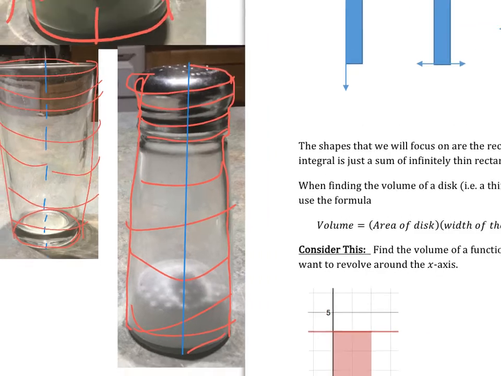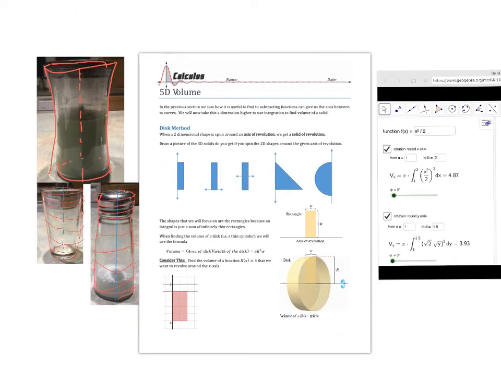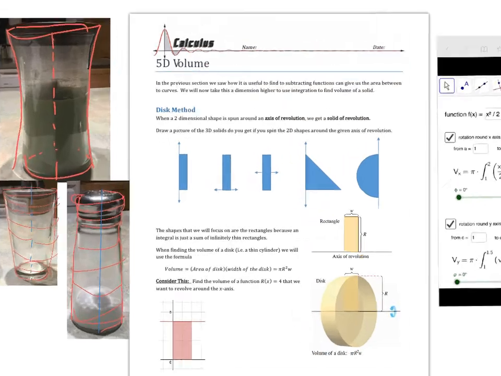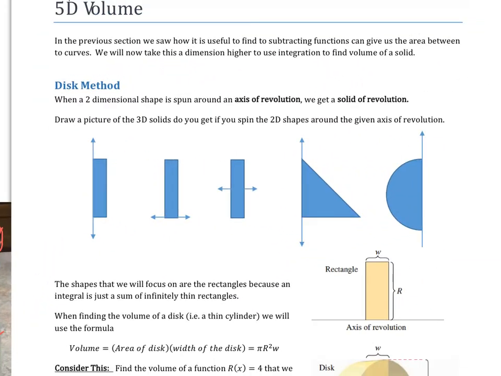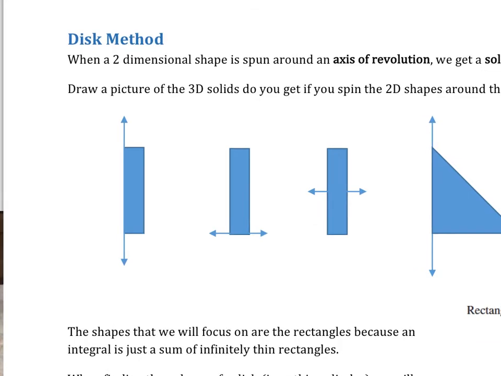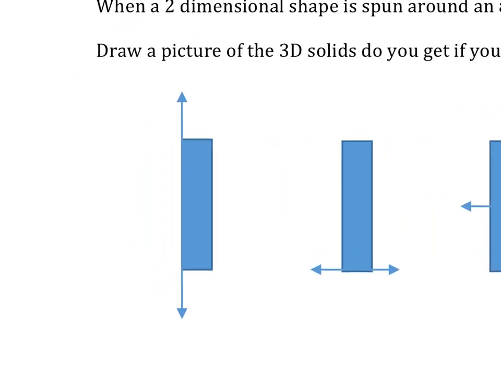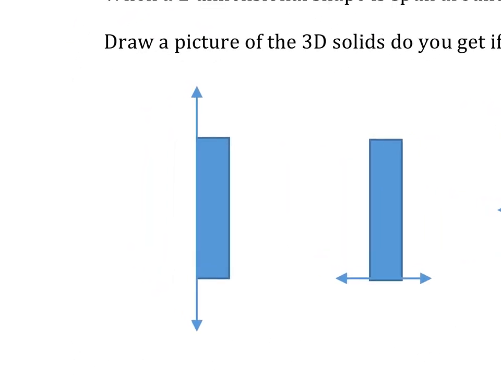So these are called solids of revolution. Something that can be spun. Can you picture these here? If we take these two-dimensional drawings and we spin them, what would a three-dimensional picture look like? If we spin them around the line, which we call the axis of revolution.